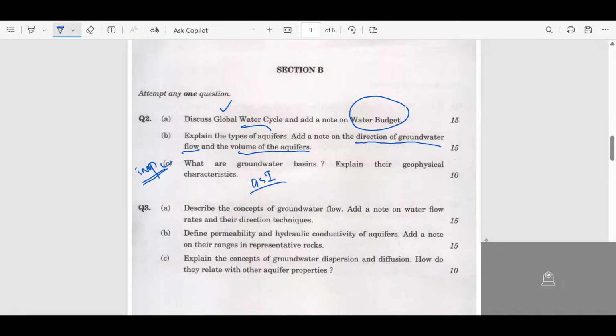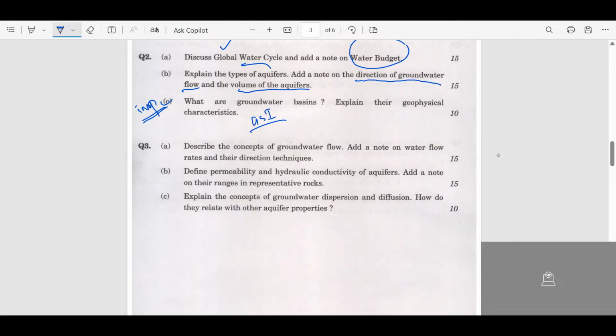Now the next one: describe the concept of groundwater overflow. Again, groundwater is the important theme. Add a note on water flow rates and the direction techniques. Define permeability and hydraulic conductivity of aquifers. Add a note on the ranges in the representative work. This will not be that important, but this topic will be important for the GS paper. Explain the concept of groundwater dispersion and diffusion. How do they relate to aquifer properties? These are not important for you.